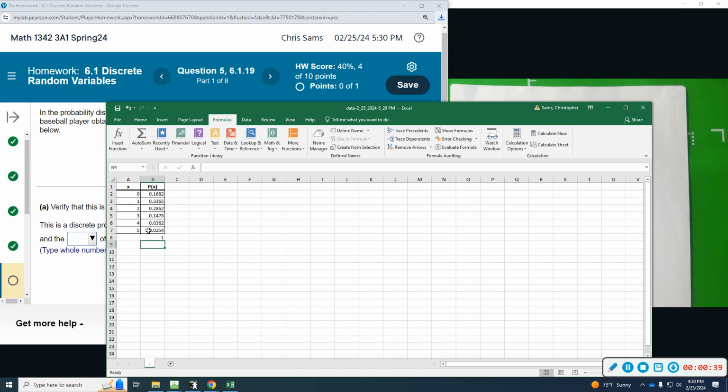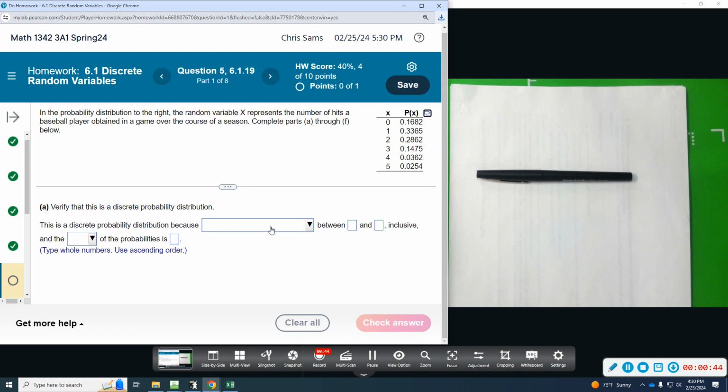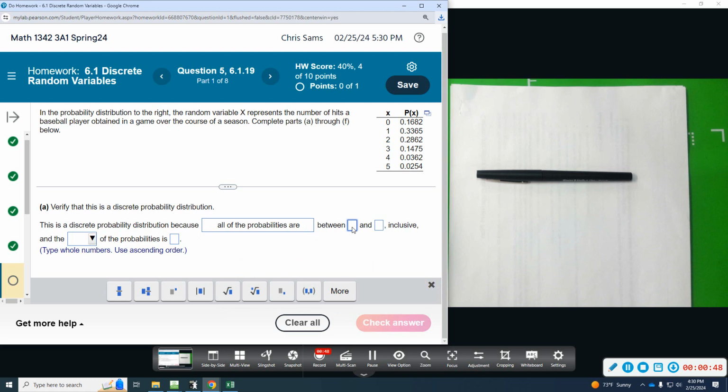Looking at all of them, they're all between 0 and 1. So those are the 2 properties we check first. So yes, all the probabilities are between 0 and 1. The sum of the probabilities is equal to 1. So those are the 2 properties we have to check for.